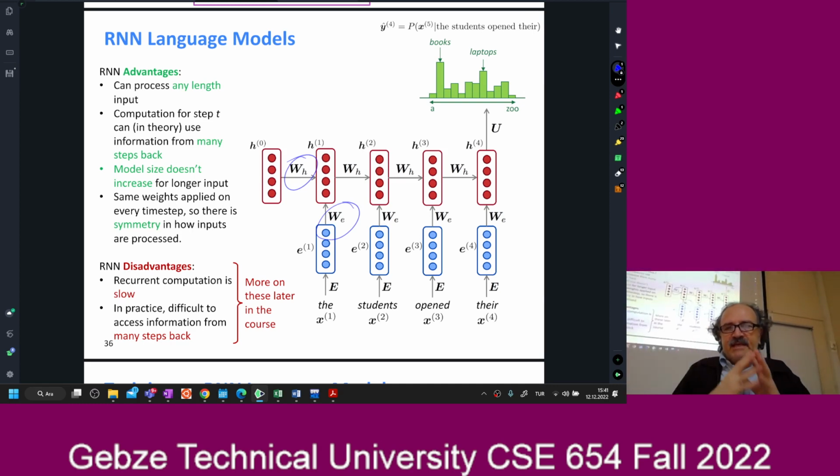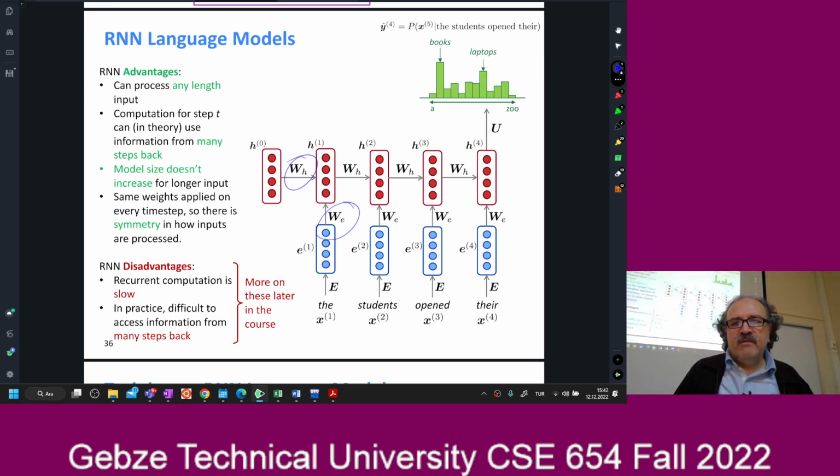Okay, so that's the RNNs. RNNs are, as I said, in many respects better than n-gram-based language models. But of course, as always, there are problems with them.